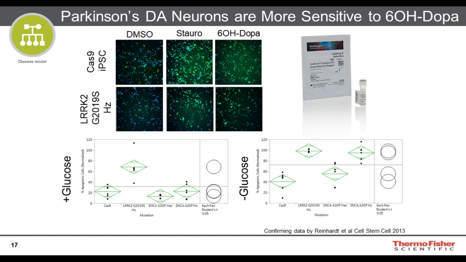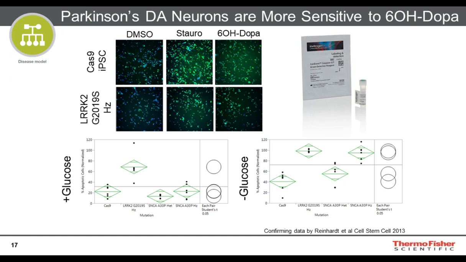We then also looked at the sensitivity to 6-hydroxydopa, which is a very well-established phenotype for dopaminergic neurons related to Parkinson's disease. And using an apoptosis assay, which is our CellEvent caspase 3/7 assay, we then try to understand whether this is indeed the case with our disease model.